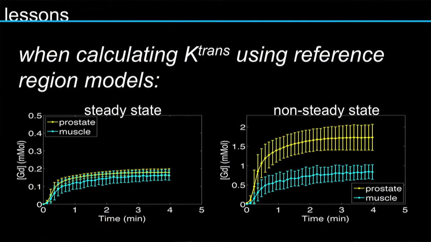So zooming out, coming back to the title of the talk, the hard lessons learned in calculating K-trans. The way I've presented this, our non-steady state model of magnetization seems like a quick fix to our differences in gadolinium concentration. But it took us a long time to figure this out. When we're calculating reference region models, we're really sensitive to these types of effects because we're looking at relative gadolinium concentrations in different tissues.